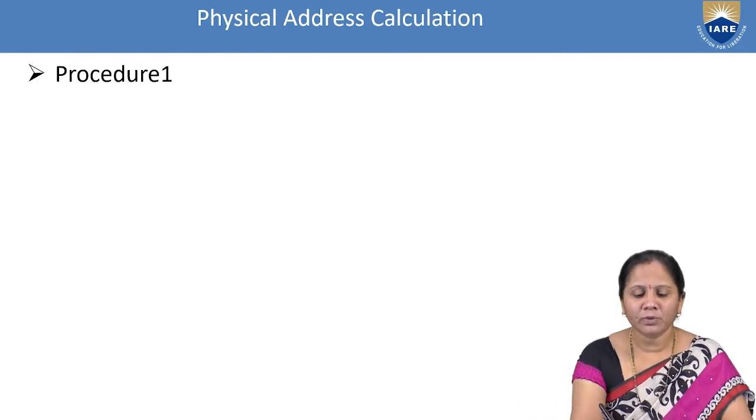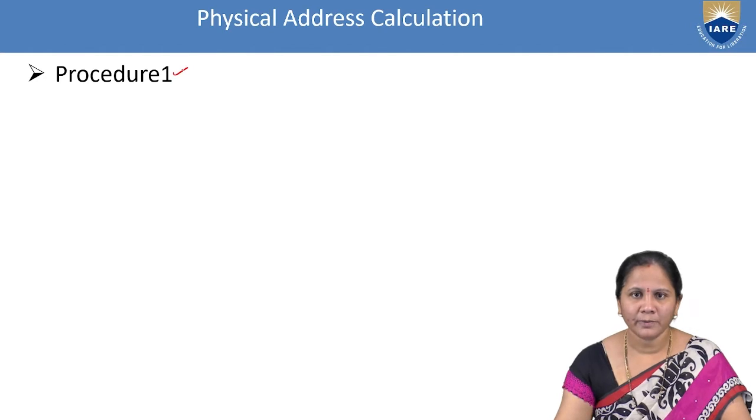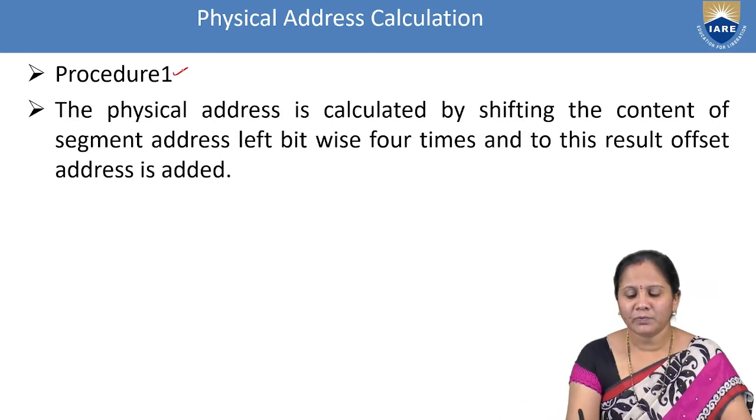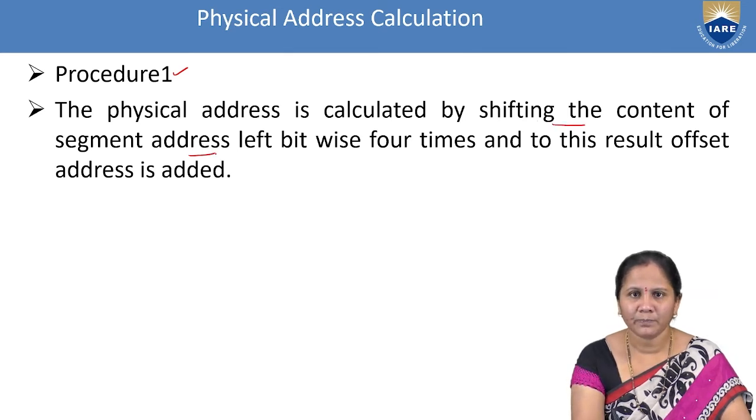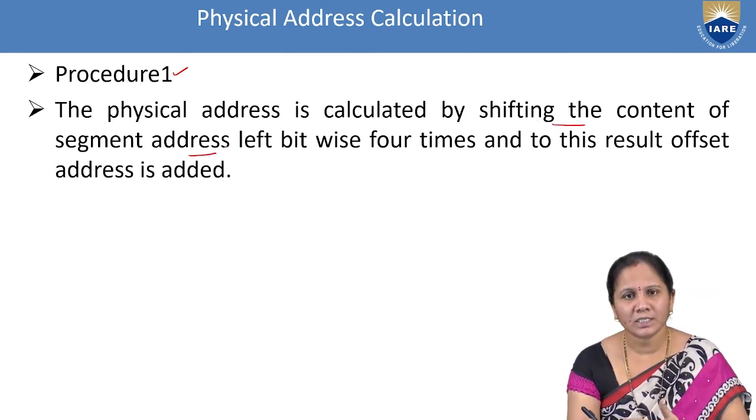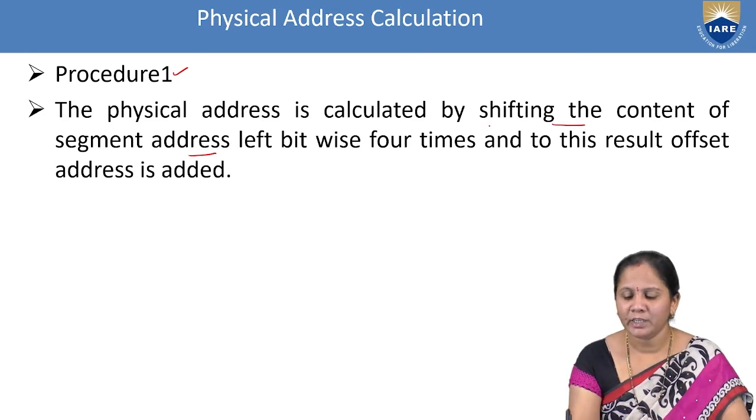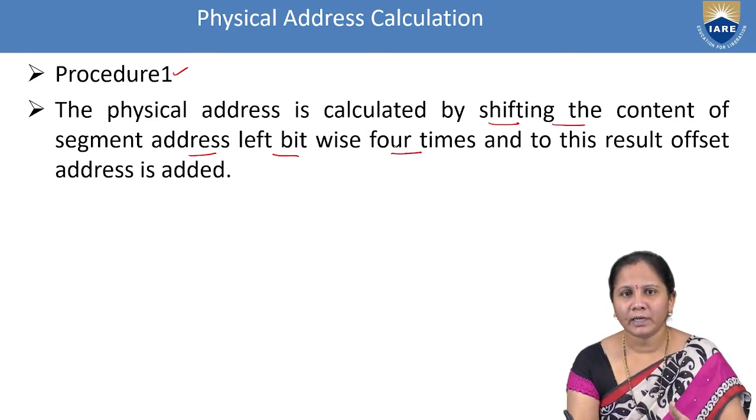Now, we have one procedure. The physical address is calculated by shifting the content of the segment address. That means we first consider the segment address and write it in binary form. That binary data should be shifted 4 bits towards the left, bitwise. To that shifted data, we have to add the offset address. It leads to the 20-bit physical address.